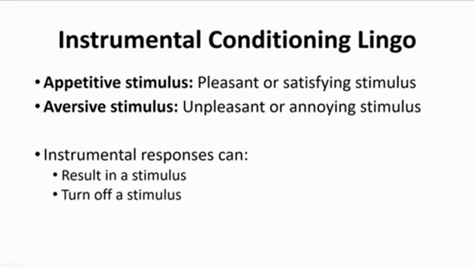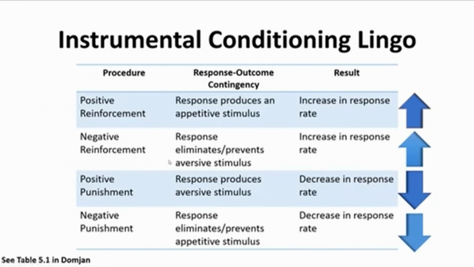And you can have a situation where these stimuli can be either turned on or turned off. So our instrumental responses, the behavior that we're doing, can result in either the delivery of an appetitive or aversive stimulus, or the removal of, or the turning off of, an appetitive or aversive stimulus. And that dichotomy of sort of good or bad stimuli that are either added or removed is how we end up with the next set of definitions that we want to talk about, which are the different kinds of procedures. So positive and negative, reinforcement, and punishment.